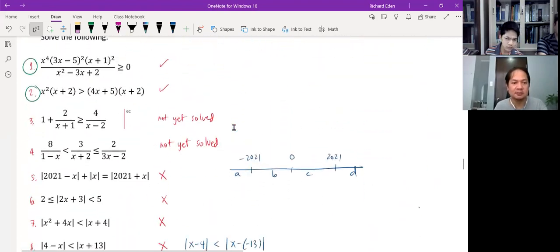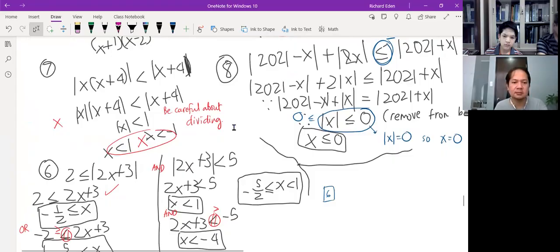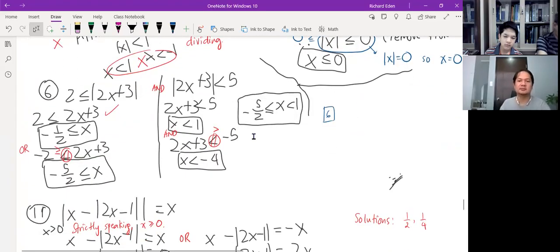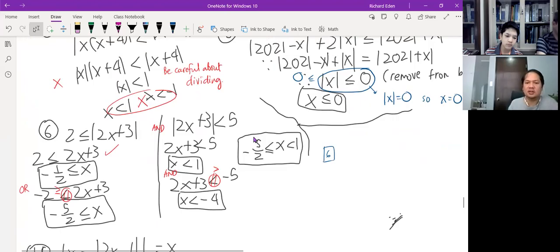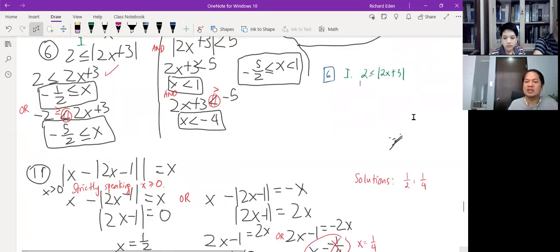For example, in number 6, the first part and the second part, both of them. In the first part, you are looking at the absolute value of 2x plus 3 being greater than or equal to 2. What this means is the following. Either 2x plus 3 is greater than or equal to 2, or 2x plus 3 is less than or equal to negative 2.